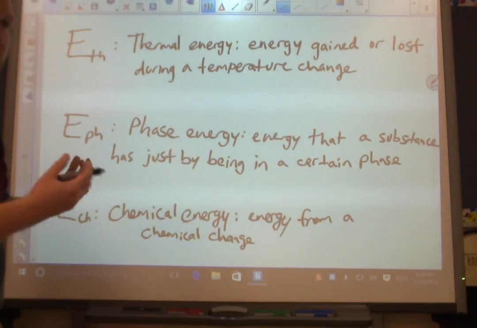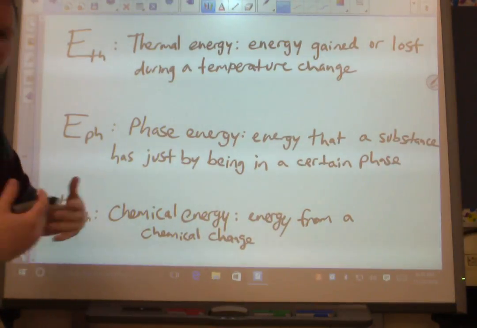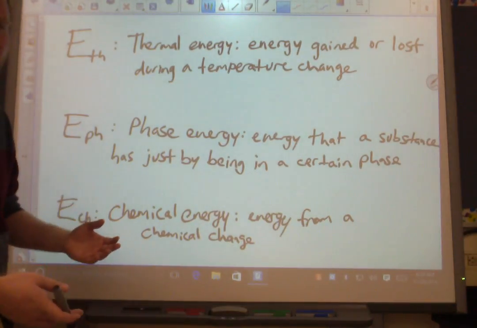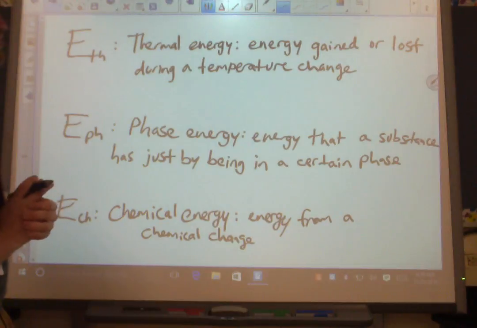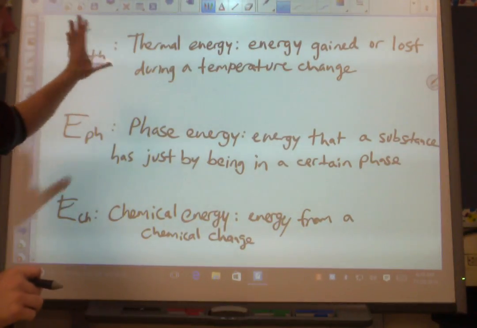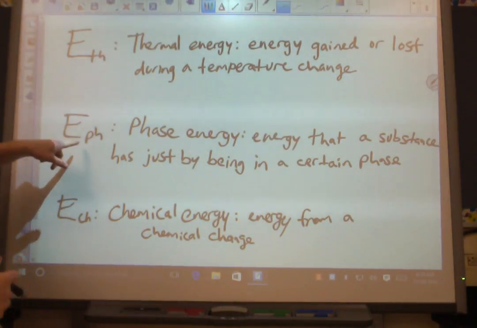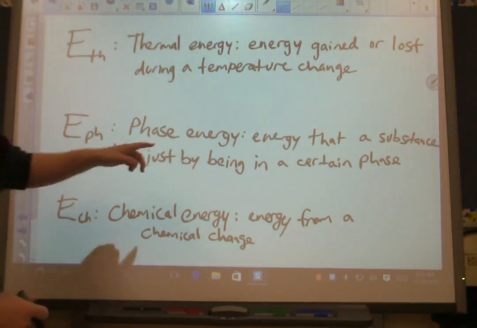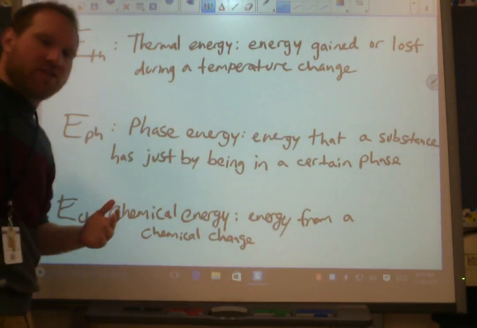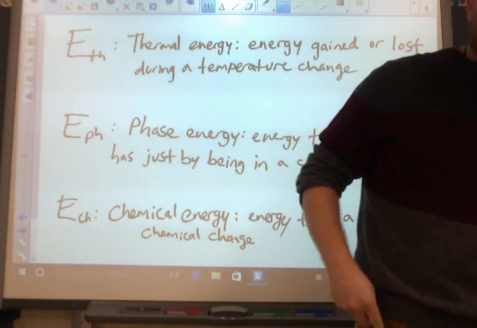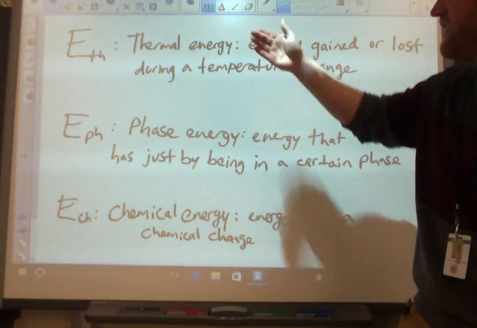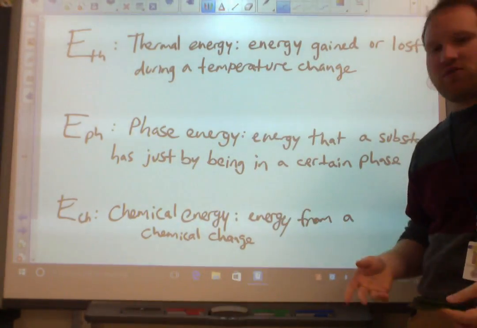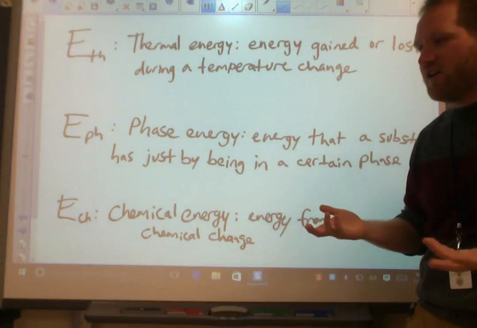Really, that's referring to the molecules speeding up, because as the molecules get faster, that's your higher temperature. As they slow down, that's your colder temperature. So thermal energy is from the temperature change. EPH, that's phase energy. Energy that a substance has just by being in a certain phase. So you can think of this like potential energy as opposed to kinetic energy. Just by existing in a certain phase, matter has a certain amount of energy.